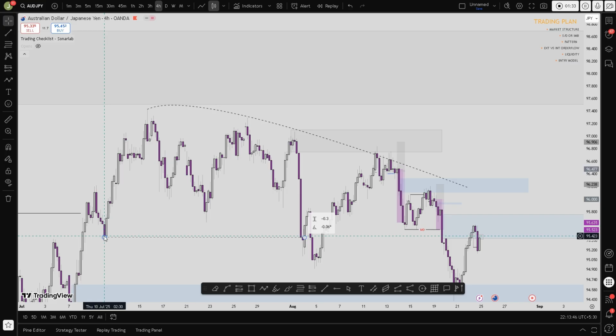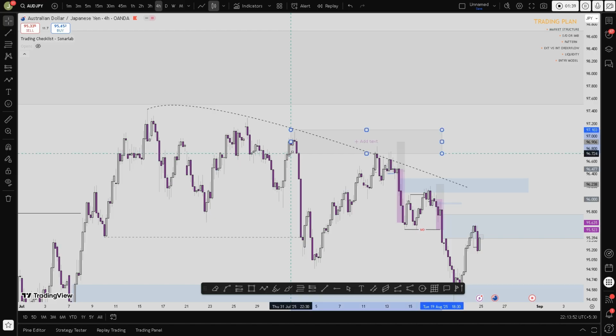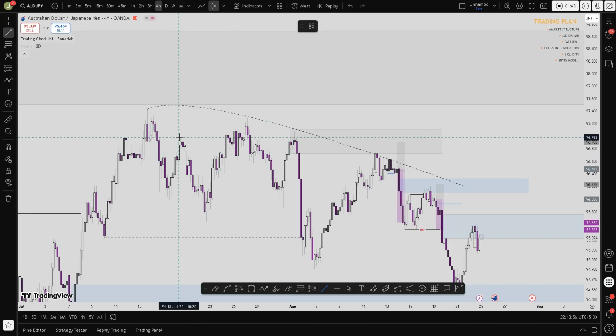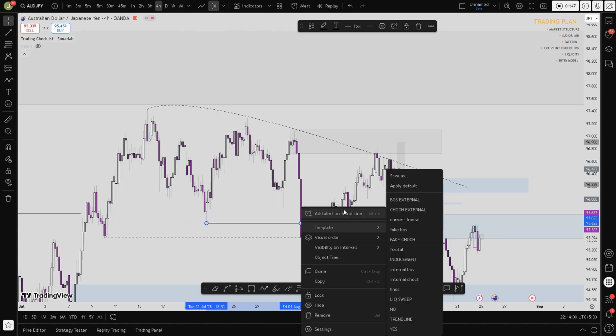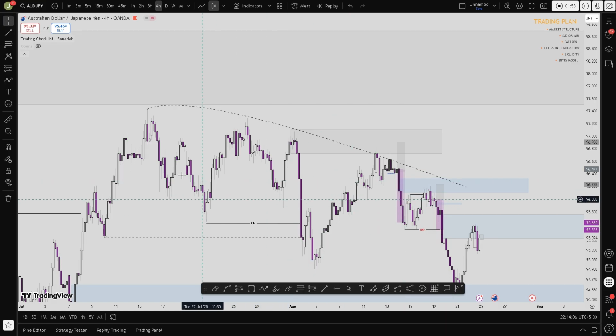So price took some liquidity here, came to a 4 hour supply, and this 4 hour supply had broken the structure towards the downside. So we knew that we were bearish. Okay, so here we knew that our bias was bearish.